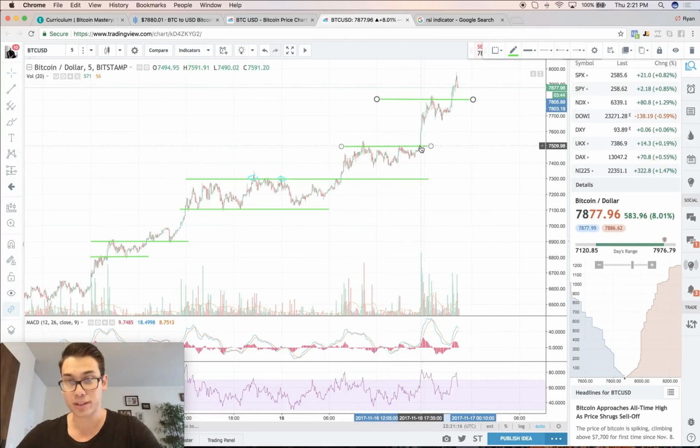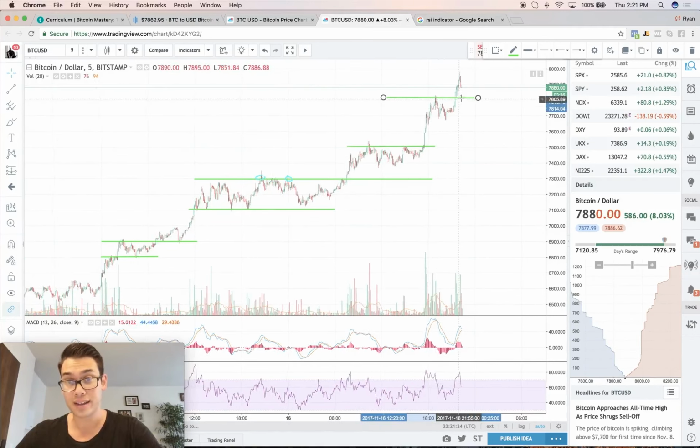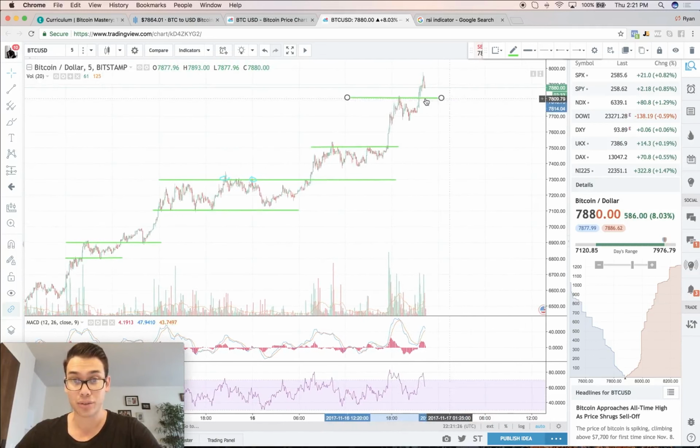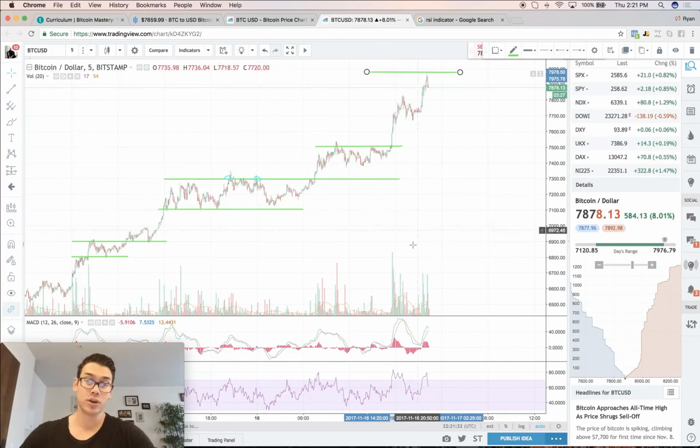Because once we broke this resistance of 7,500, we went straight up to 7,800, making new resistance, which we broke very quickly. And now I would say this wouldn't even be a resistance level. I would move it up here to 7,900. So we are making new highs here on Bitcoin.